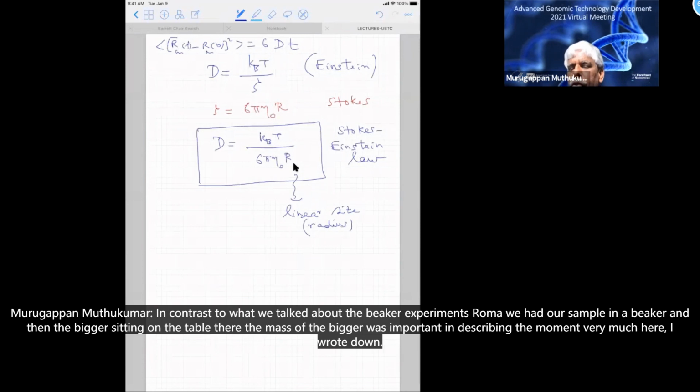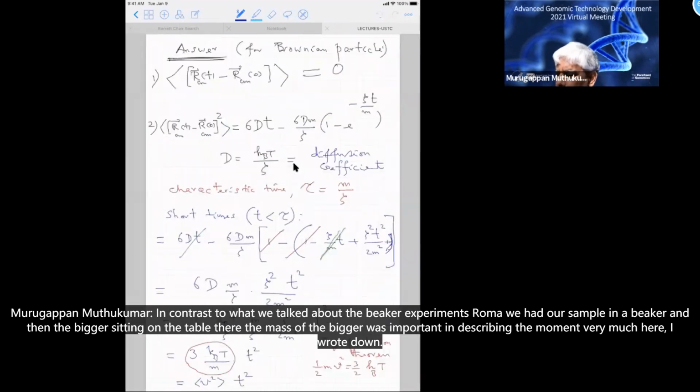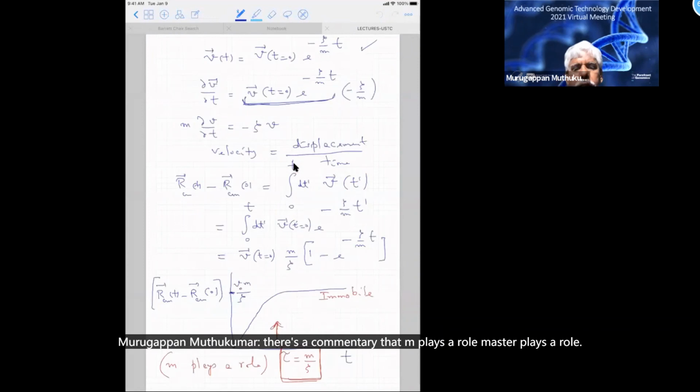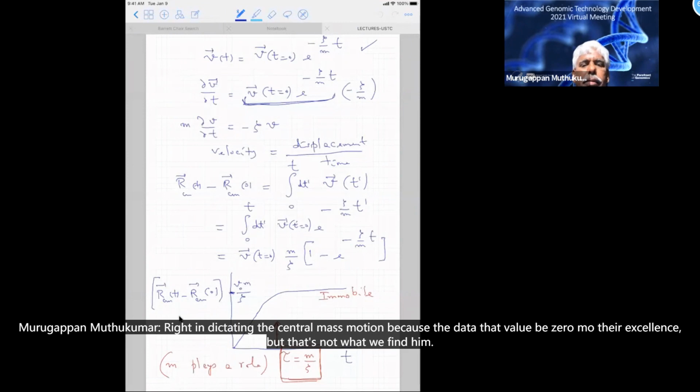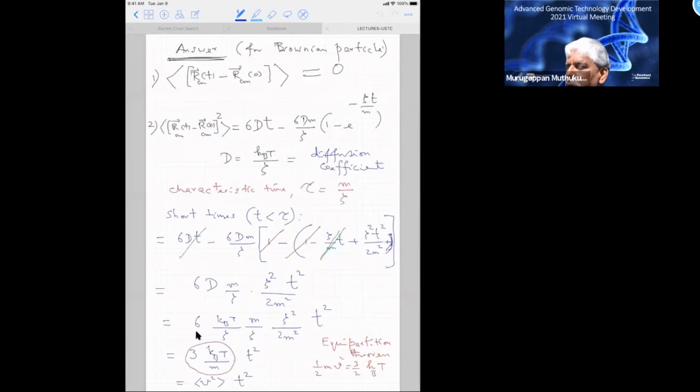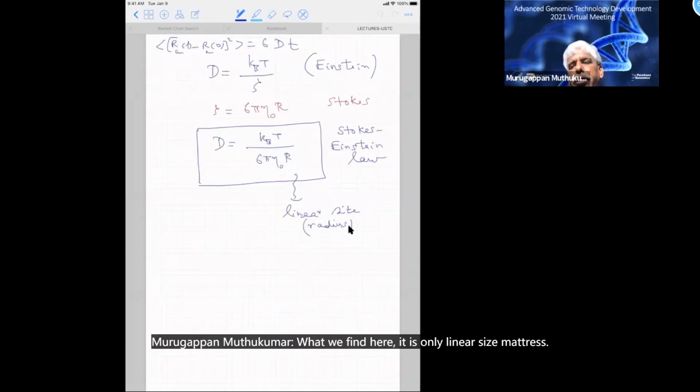In contrast to what we talked about, the beaker experiment. Remember, we had our sample in a beaker, and the beaker is sitting on the table. There, the mass of the beaker was important in describing the movement. Going back here, I wrote down a commentary that mass plays a role in dictating the center of mass motion, because it reaches that value, V0, M over zeta, and so on. But that's not what we find here. What we find here is only the linear size.